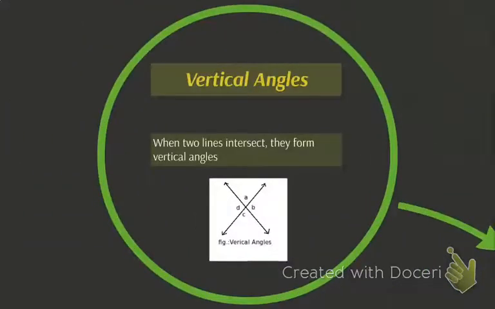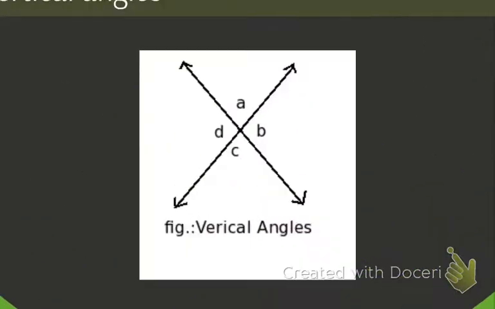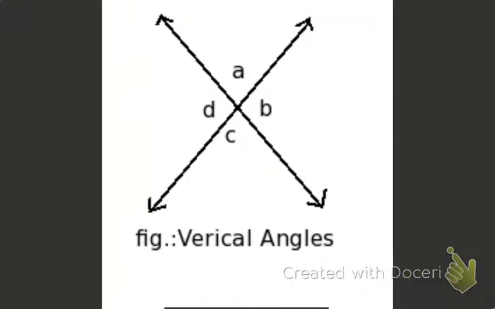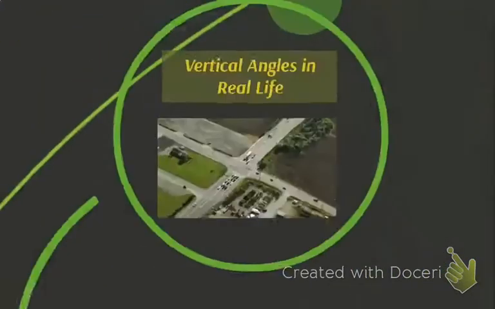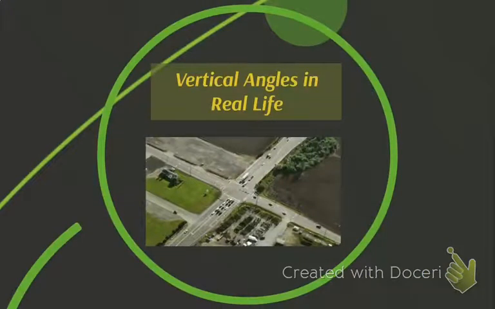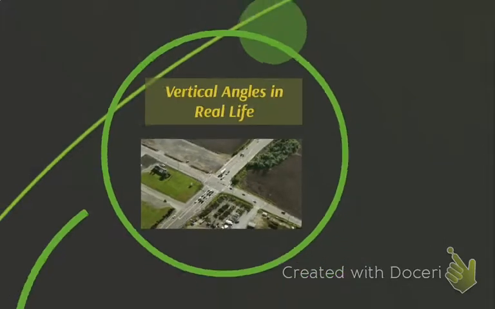So first up, vertical angles. When 2 lines intersect, they form vertical angles. The vertical angles are the angles that are across from each other. For example, A and C are vertical angles, and D and B are also vertical angles. You might see vertical angles if you looked at 2 roads intersecting. They also form 2 pairs of vertical angles.